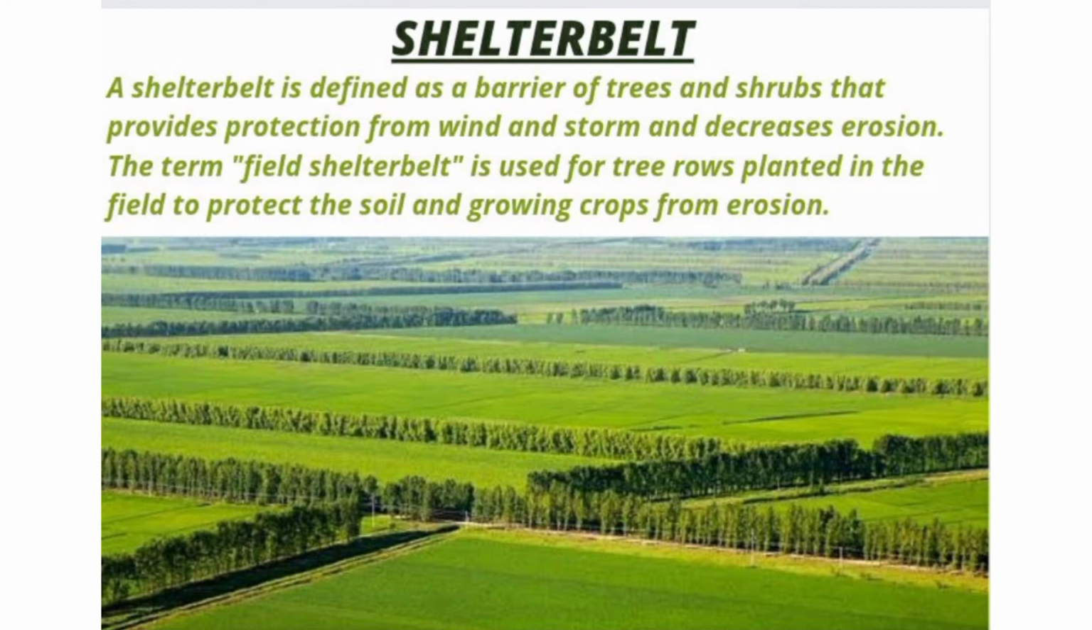Shelter belt. A shelter belt is defined as a barrier of trees and shrubs that provides protection from winds and storms and decreases erosion. The term field shelter belt is used for tree rows planted in a field to protect the soil and growing crop from erosion.